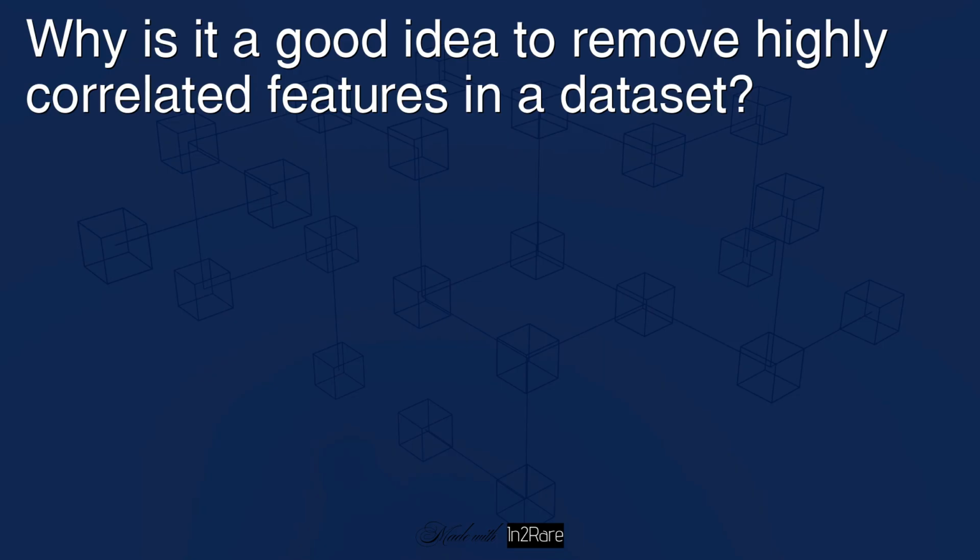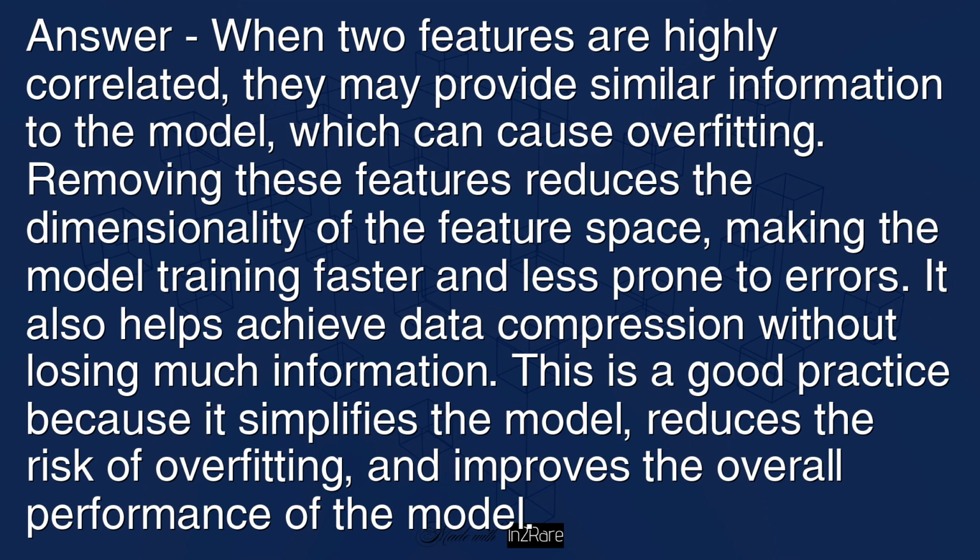Why is it a good idea to remove highly correlated features in a dataset? Answer: when two features are highly correlated, they may provide similar information to the model, which can cause overfitting. Removing these features reduces the dimensionality of the feature space, making the model training faster and less prone to errors. It also helps achieve data compression without losing much information. This is a good practice because it simplifies the model, reduces the risk of overfitting, and improves the overall performance of the model.